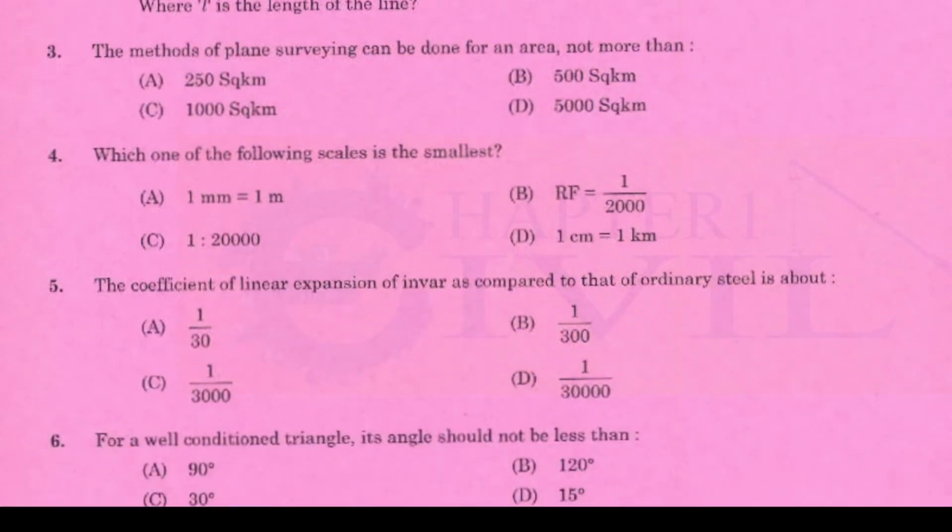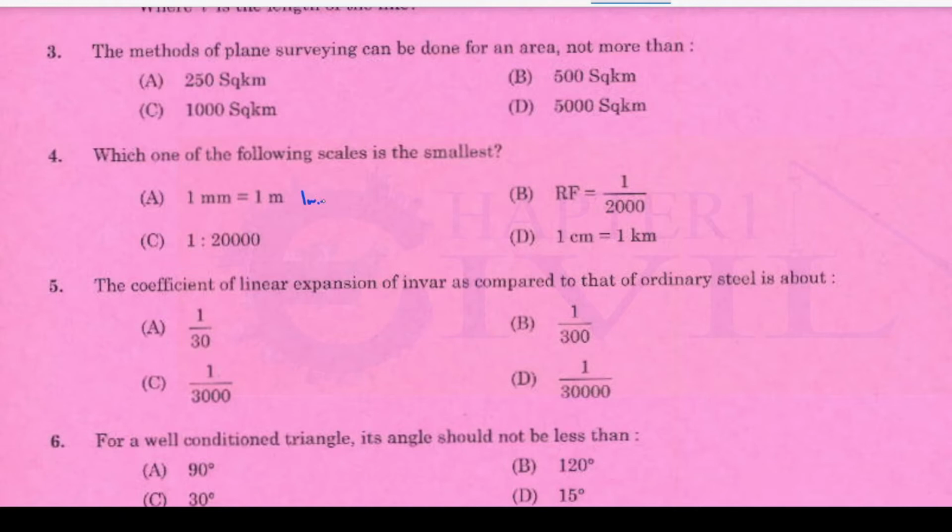Question number 4. Which one of the following scales is the smallest? 1 mm equal to 1 meter, RF equal to 1 by 2000, 1 is to 20,000, 1 centimeter equals 1 kilometer. For the smallest, on both sides we need to make the same dimension. So 1 mm equal to 1 meter means 1 mm equals how many millimeters? 1 meter is 100 centimeter and one more zero. This much mm, and here it is okay. Here also it is okay.